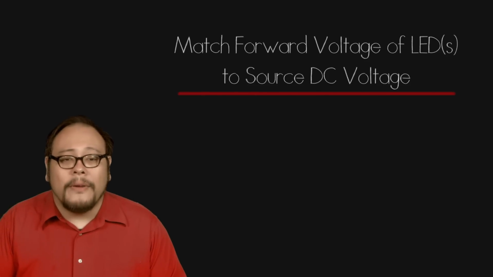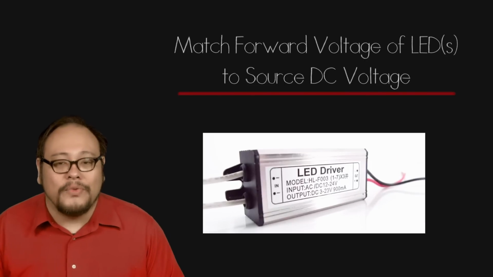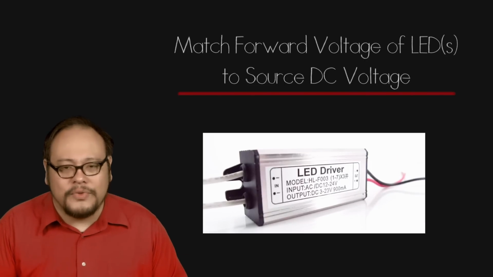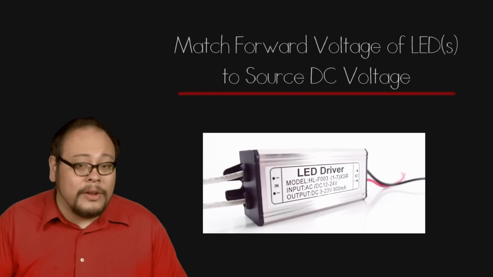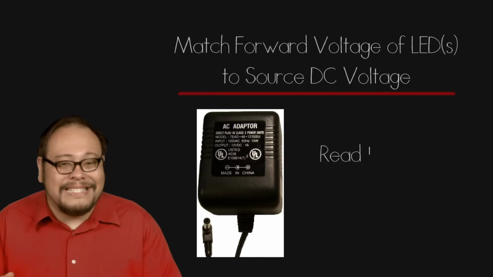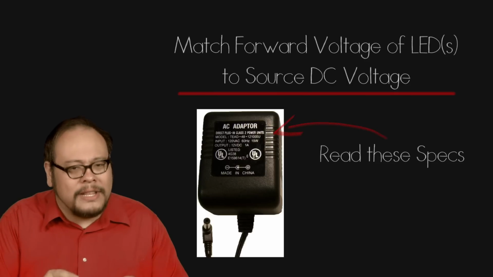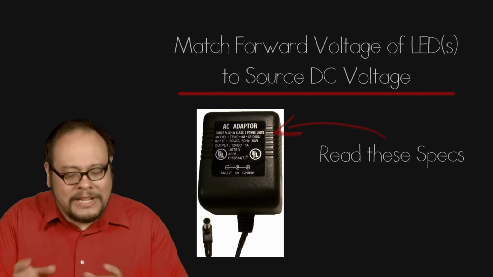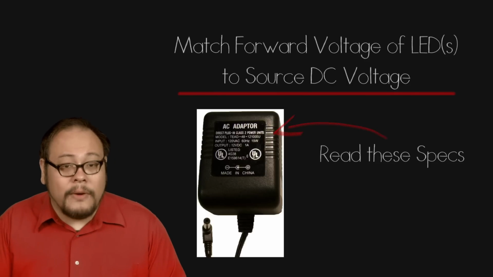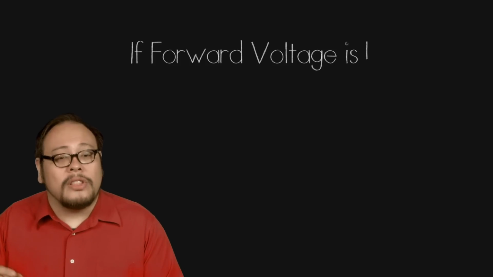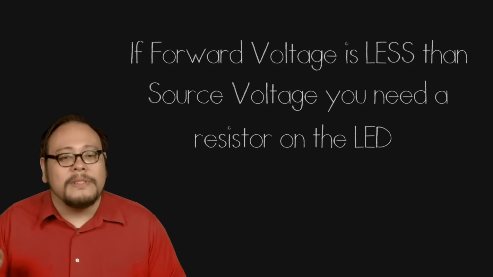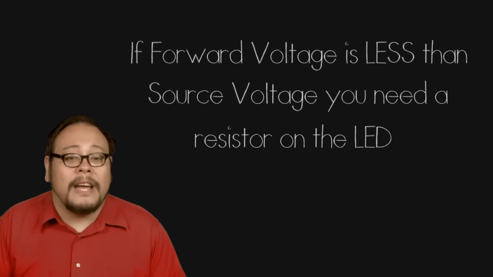For AC power, there are commercially available LED drivers and all kinds of voltage ratings. If you're near a scrapyard, you can go and try to find an old AC to DC adapter and use those as a power supply. Just make sure you read the specs on the adapter and make sure that meets your circuit requirements. If your LED's forward voltage is lower than your power source, you need a resistor on the cathode side or negative side of the LED.